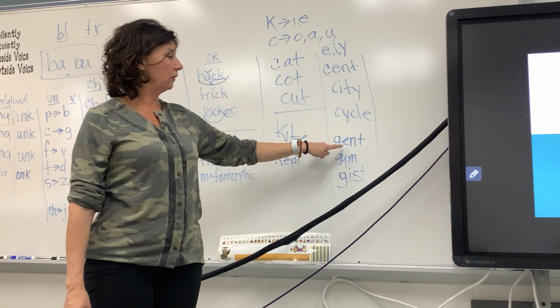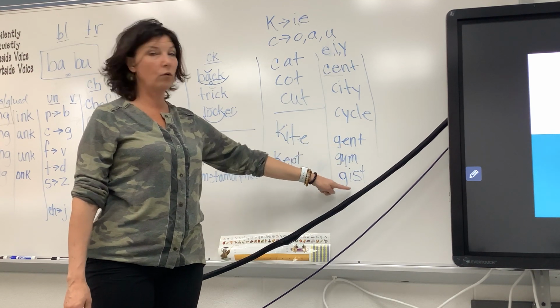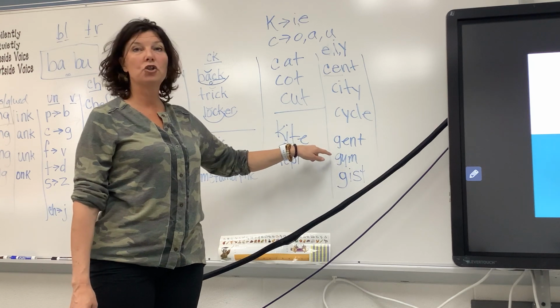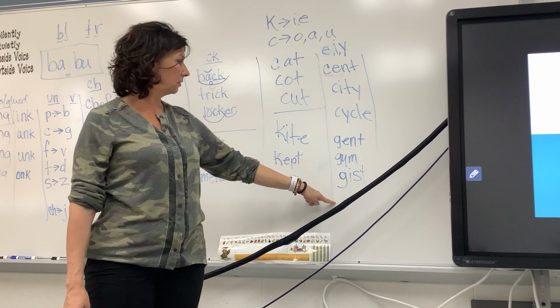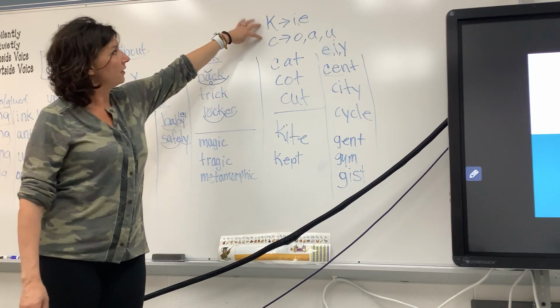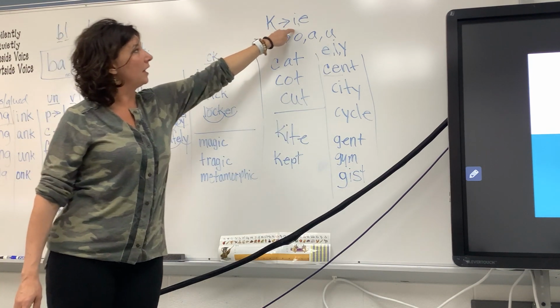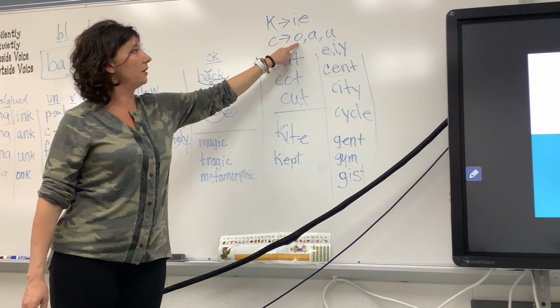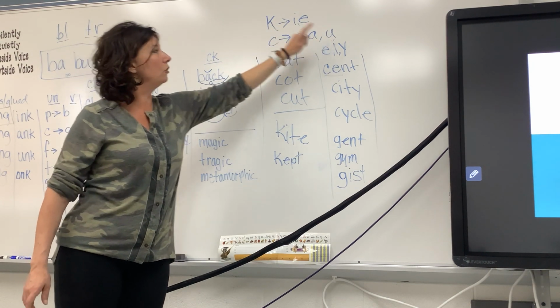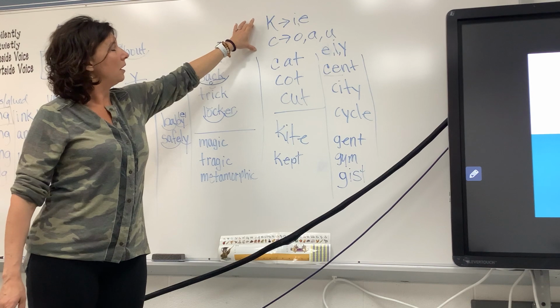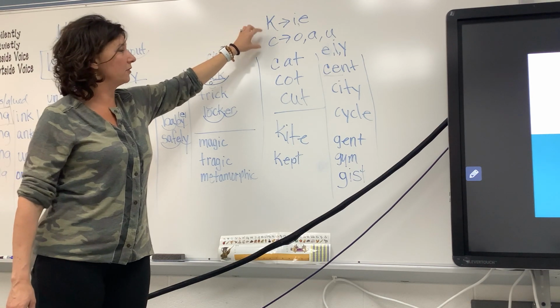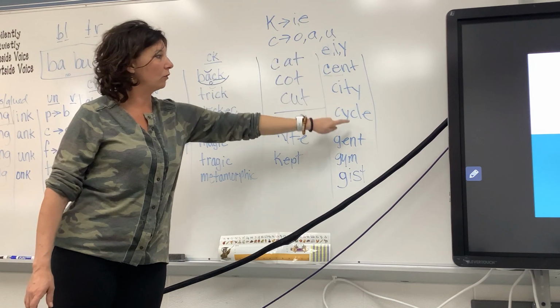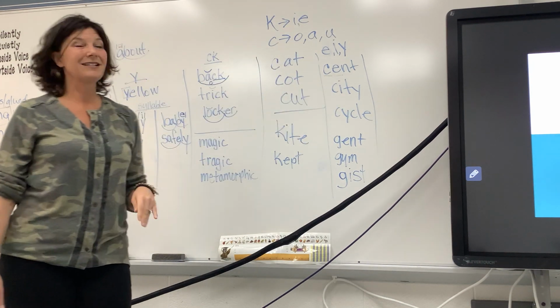Same for G. If the G is followed by E, Y, or I, it's going to make the J sound. Gent, Jim, gist. We also have this: if K takes I and E, C takes the other three, O, A, and U, and with these it's going to be the hard K sound. As soon as you put an E, I, or Y, it's going to be the S sound.